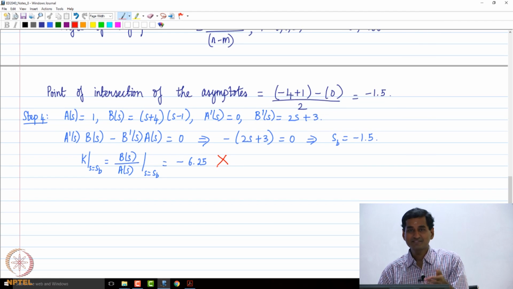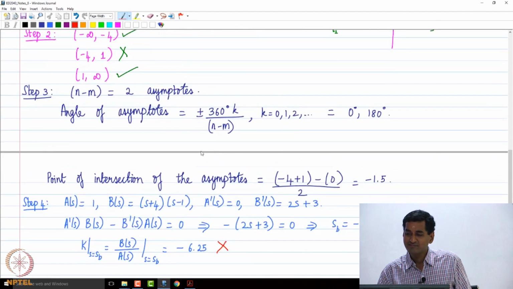In this example I need not even have calculated k, but I am doing it for a general case. You give me any general open loop transfer function, how should I construct the root locus? That is what we are learning, right? Why need I not even have calculated k in this example? Because look at s_b, minus 1.5.